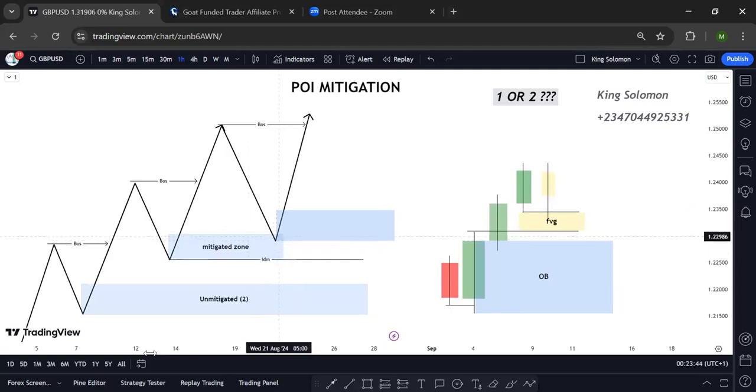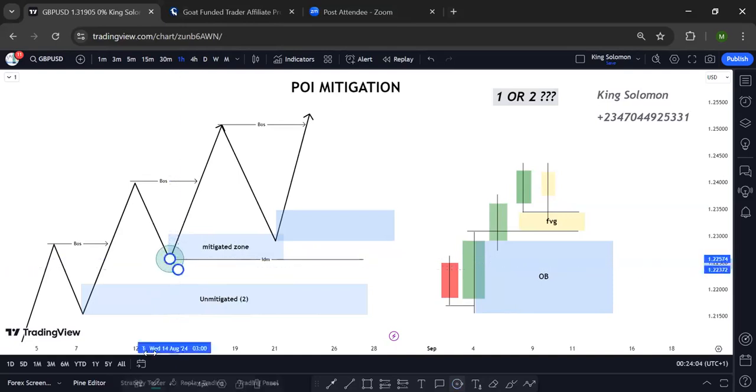Now, power has been what? Power has been shifted from this low to this low. For this low's OB to cause a break of structure to the upside, it means there is power here, right? Now, let's say we add the power here before.